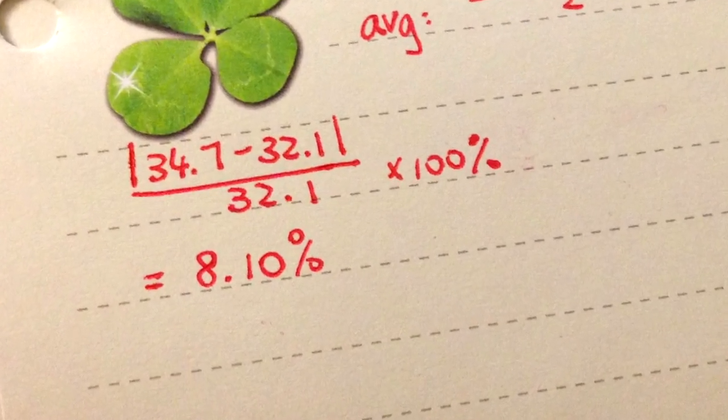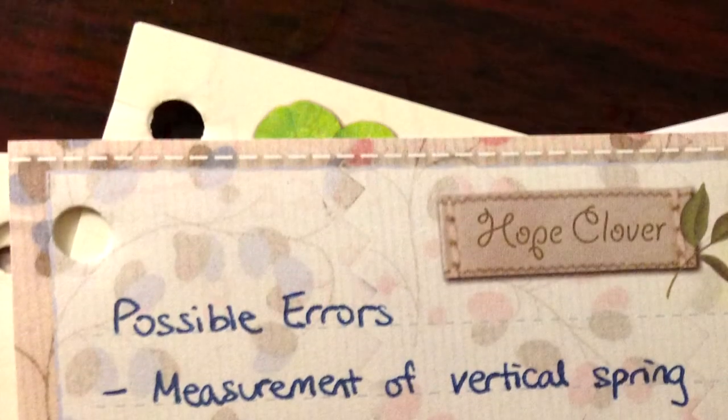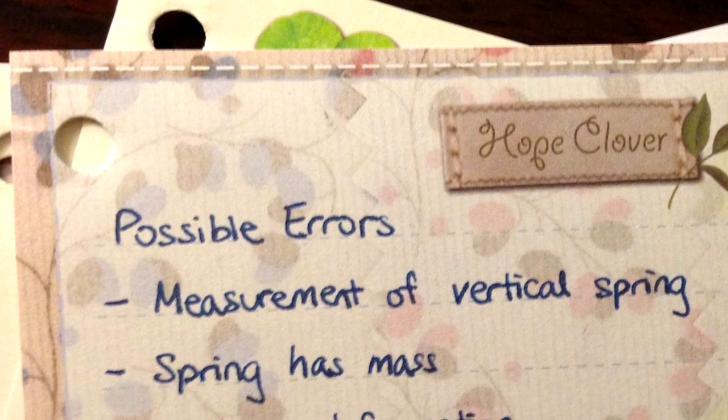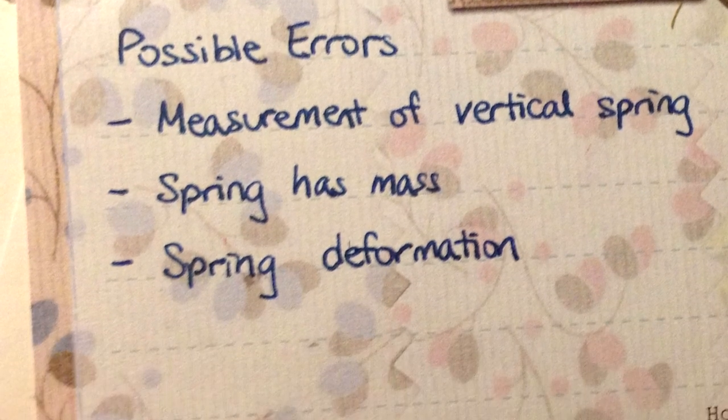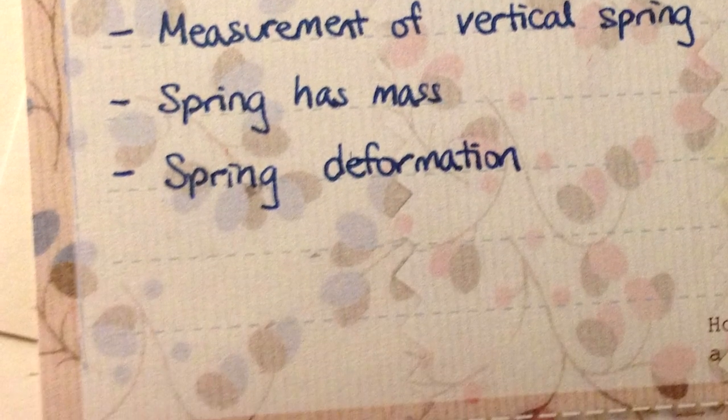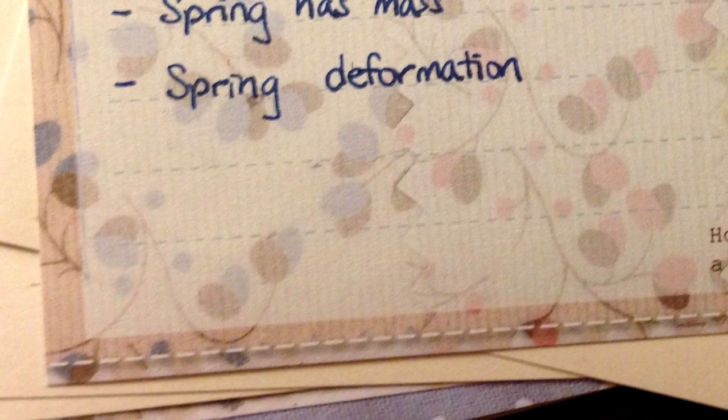We can attribute it to many different errors that occurred. Some of them include measurement errors of the vertically hanging spring, which changed the kb value, the spring itself having mass, which changes the Ka value, and the spring being deformed in the process of our experiment.